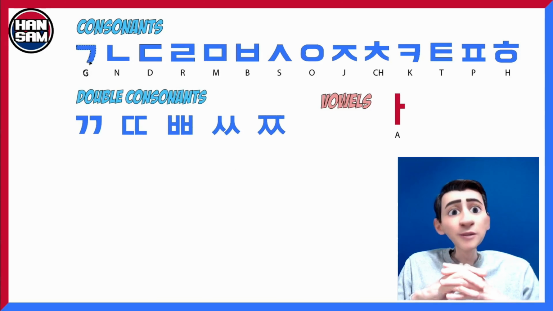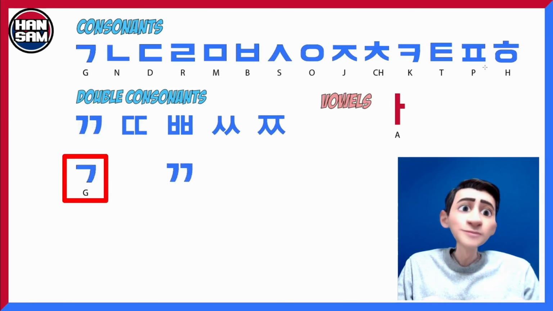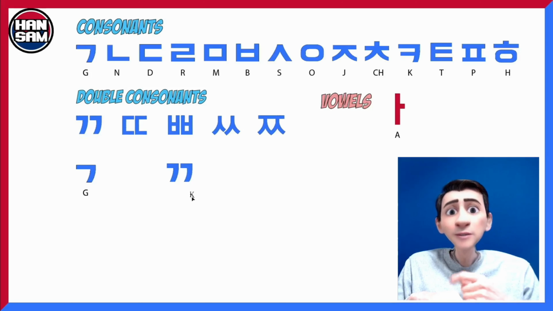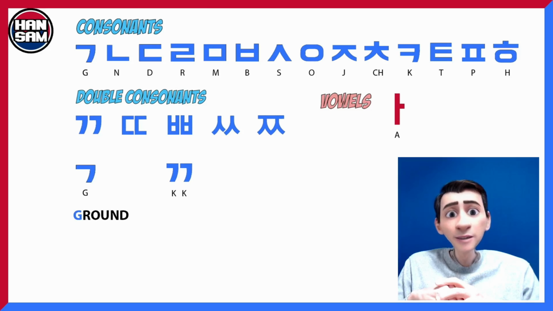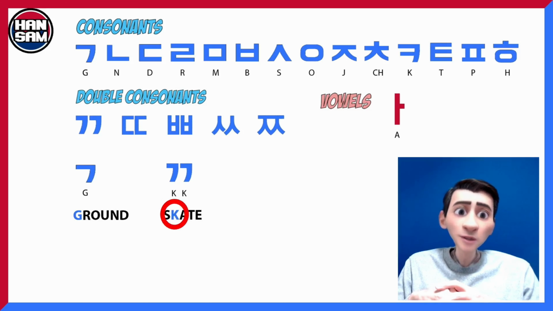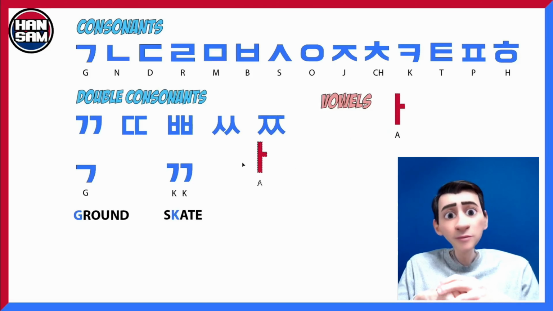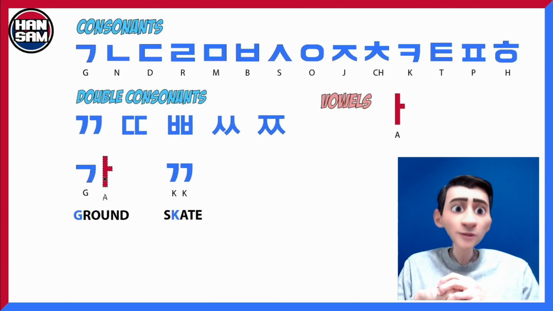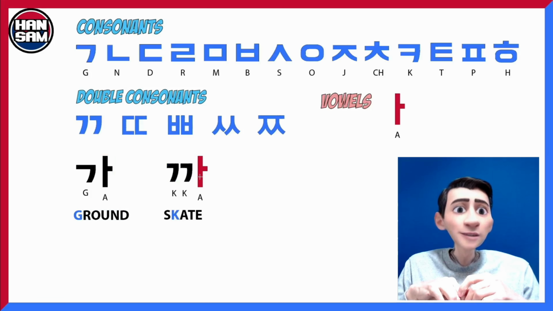As we learned previously, the consonant 기역 has a G sound. How to pronounce double 기역? Korean people pronounce this letter G. Compare the G sound in ground with the G sound in skate. Let's get some help from vowel ㅏ so we can have more defined pronunciation. G, A, ga.